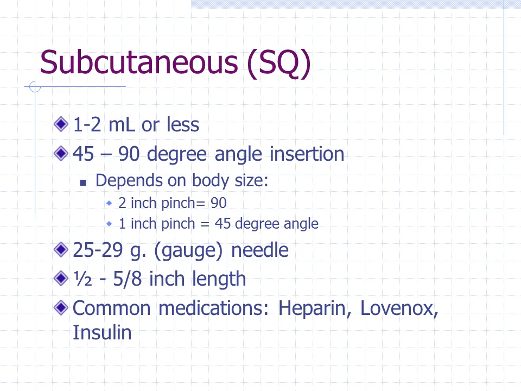Subcutaneous injections are going to be like your insulin, your heparin, your Lovenox. These medications are going to be absorbed more slowly than they will if they're injected intramuscularly. You will inject 1 to 2 mLs, going in at a 45 to a 90 degree angle insertion, depending on the body size. If you can pinch up 2 inches, you go in at 90 degrees. If you can only pinch up an inch, you go in at 45 degrees. You use a very small gauge needle, a very short length.